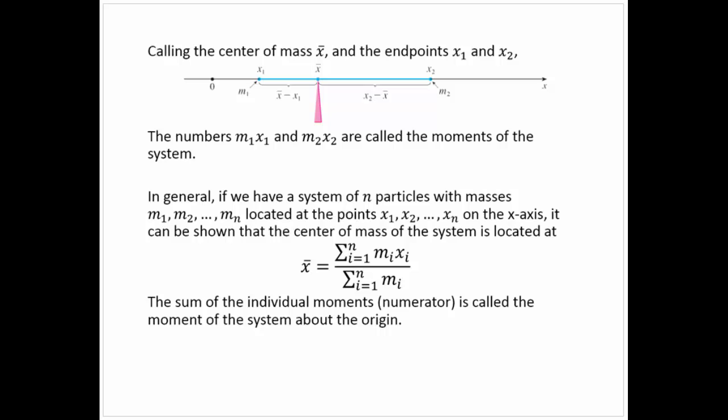Now, in general, if we have a system of n particles with masses m1 through mn located at points x1 through xn on the x-axis, it can be shown that the center of mass of the system is located at x bar equal to the sum of the individual moments divided by the sum of the masses. The sum of the individual moments, the numerator of that expression, is called the moment of the system about the origin.